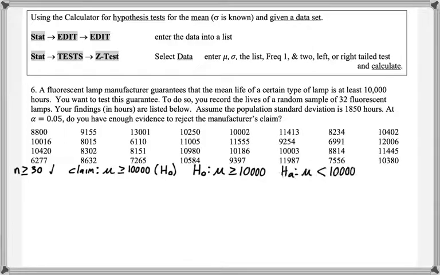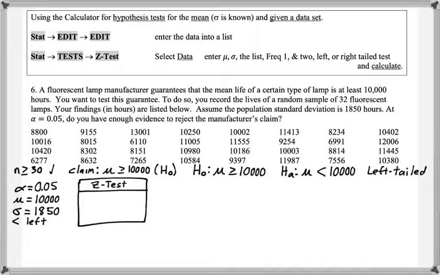So the alternative hypothesis is mu is less than 10,000. So this is going to be a left-tailed test. Alpha is 0.05, mu is 10,000, sigma is 1,850, and again it's a left-tailed test. So now let's go to the calculator.